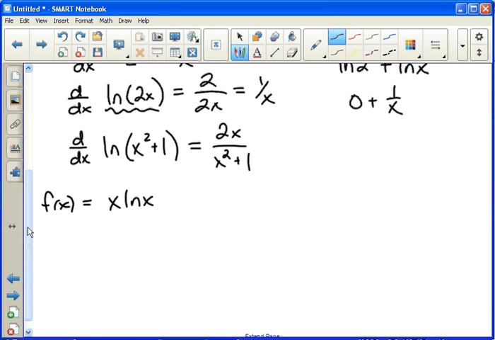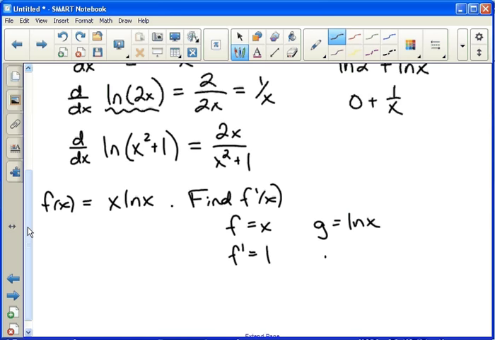So look there for a second and see if you can figure out what rule we need. We would need the product rule, because it's x times the natural log of x. So f will be x, and g will be the natural log of x. F prime is 1. G prime would be 1 over x, derivative of the inside over the inside. So we get f prime times g, that's 1 times the natural log of x, plus f times g prime. Well, x times 1 over x is just 1.